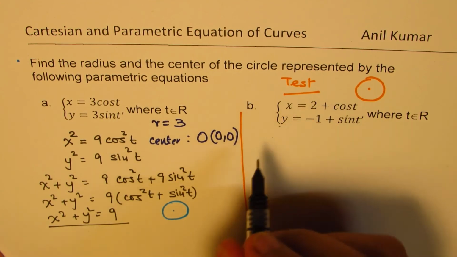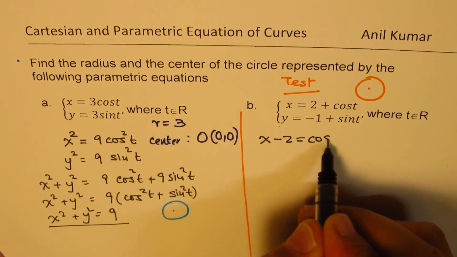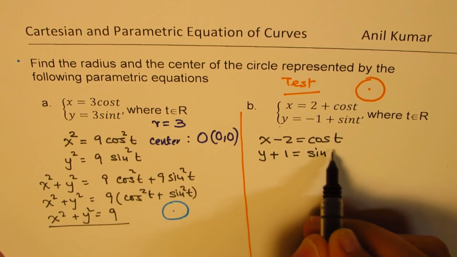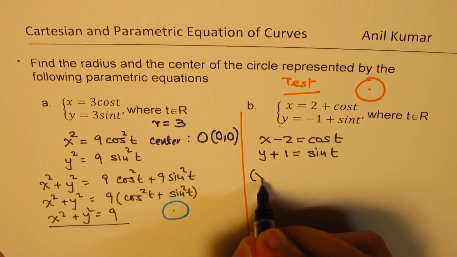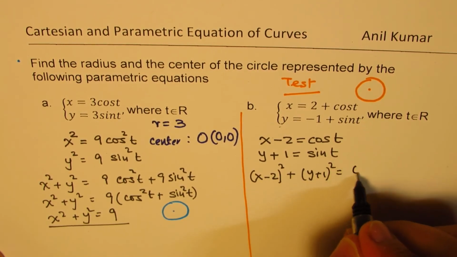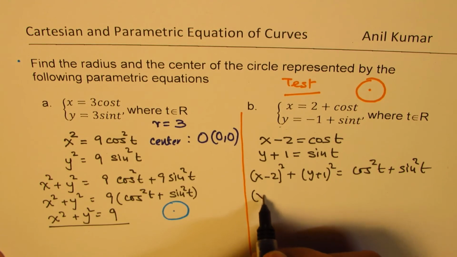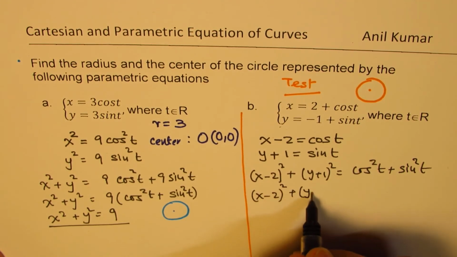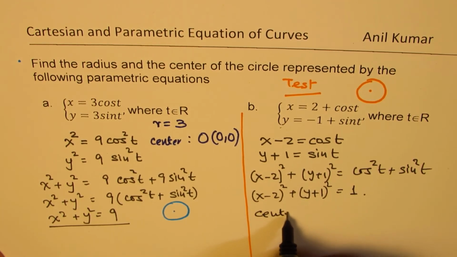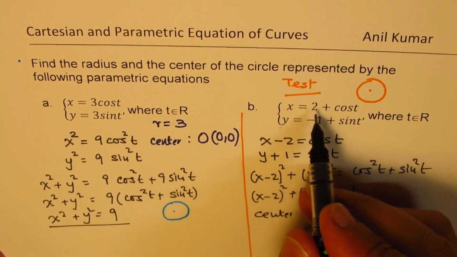So the first equation, what I will do is, this is the shortest method, x minus 2 equals cos t, right? And the second equation I can write y plus 1 equals sin t, correct? Now we can square and add them. So we get (x minus 2) whole square plus (y plus 1) whole square equals cos square t plus sin square t. So that gives you (x minus 2) whole square plus (y plus 1) whole square equals 1. And clearly we have a center of the circle at which point? 2 and minus 1, right? These values, correct?